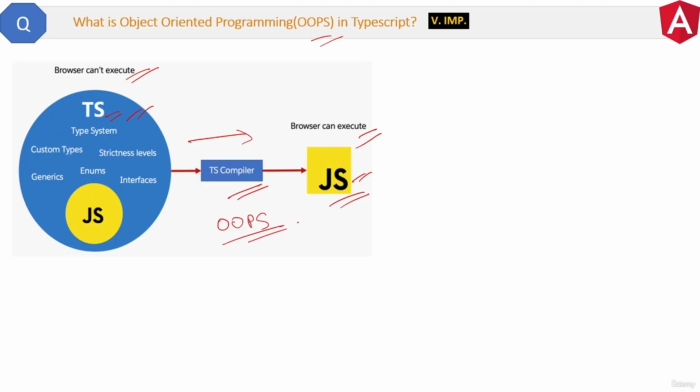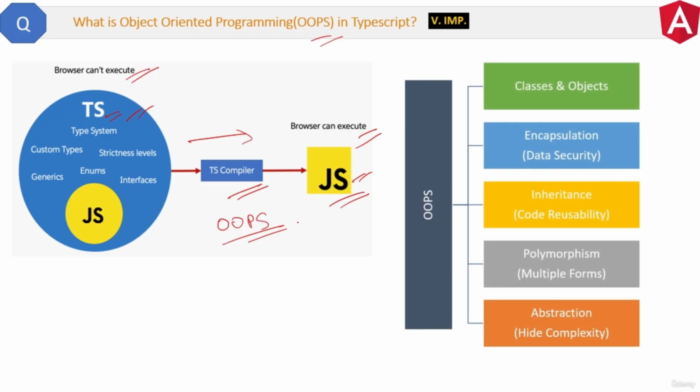Alright, now the original question is, what is OOPS? OOPS is nothing but the combination of these 5 concepts: classes and objects, then encapsulation, inheritance, polymorphism, and abstraction. Here you can also see the benefits of OOPS. If someone asks you what the benefits or advantages of OOPS are, you can say encapsulation will give you data security, inheritance will give code reusability, meaning writing some code one time and then using it multiple times. So that is inheritance, code reusability.